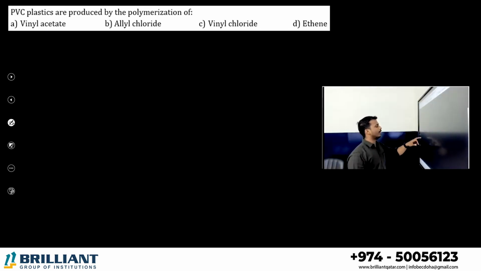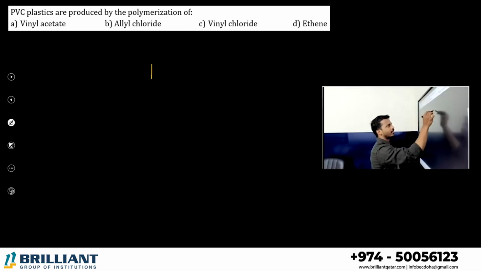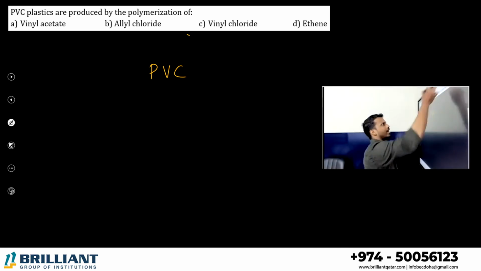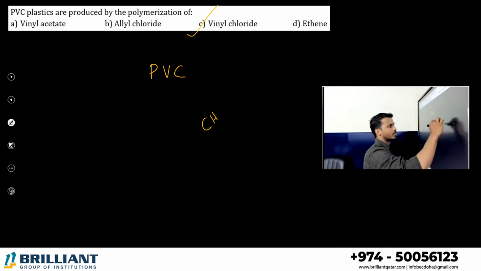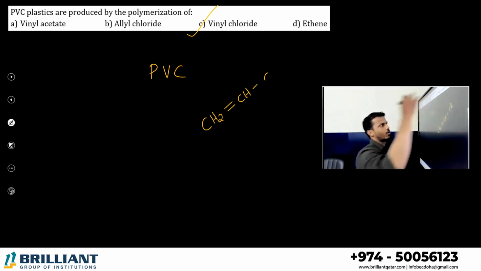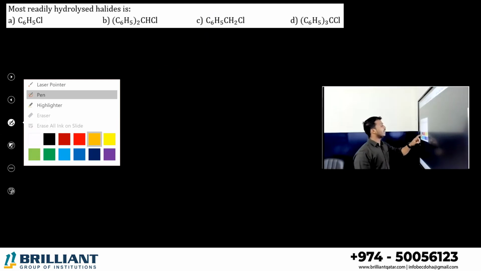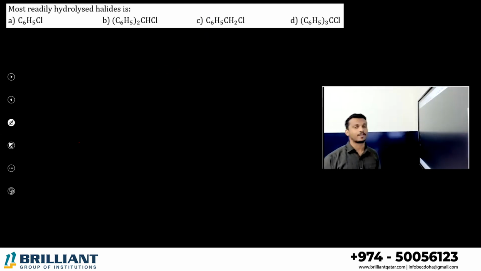PVC, you know PVC, polyvinyl chloride. It is produced by the polymerization of which one? Dear student, the polymer name is PVC, polyvinyl chloride. So what is the monomer unit? Vinyl chloride. Many vinyl chlorides are combining together, and we are getting PVC. What is vinyl group? CH2 double bond CH with chloride. Vinyl chloride.